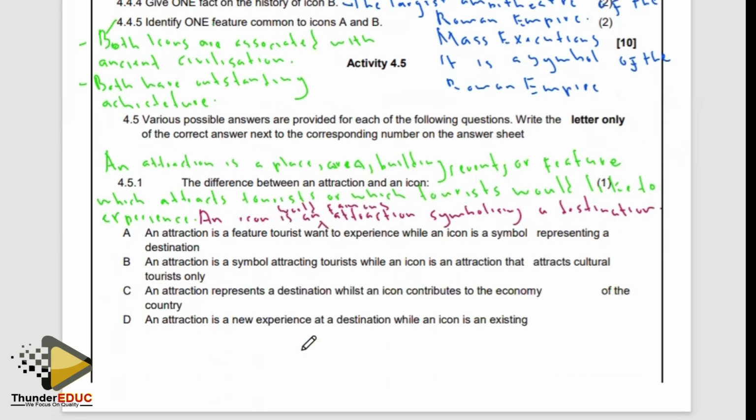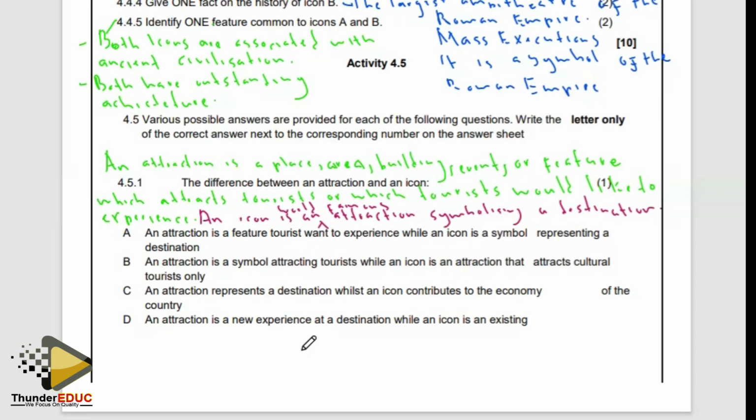So an attraction can be just an ordinary place which can be of national importance or continental importance, which attracts tourists or which tourists would want to experience. But on the other hand, an icon is a world famous attraction symbolizing a destination. That is where the big difference is. So we have made the distinction. So now we are going to pick up the correct answer.